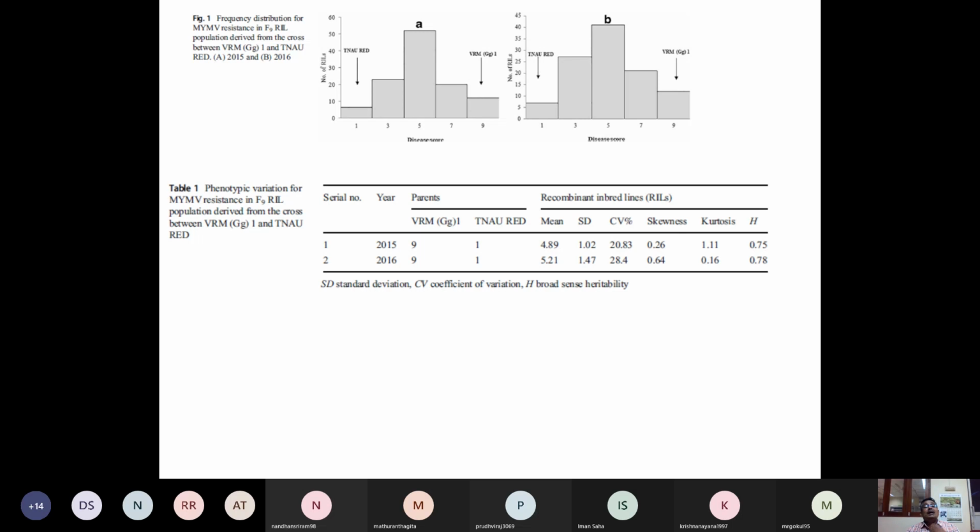This is the MYMV screening on a 1 to 9 scale. 1 is highly resistant, and 9 is highly susceptible, where most of the leaves are affected. They have a specific scale. So a 1 to 9 scale system is followed for mungbean. So that is the MYMV scoring. That is why I told you that phenotyping is very important.